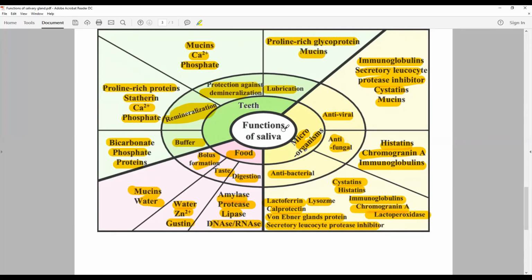So functions of saliva: microorganism, food, teeth. In microorganism: antiviral, antifungal, antibacterial. In food: bolus formation, taste, digestion. Under teeth: lubrication, protection against demineralization, remineralization, buffer, with all the components of saliva. And we have to add clinical significance, especially dry mouth. What are the sequelae?